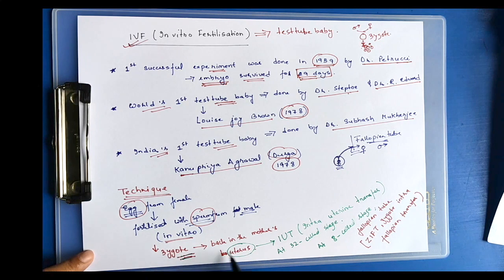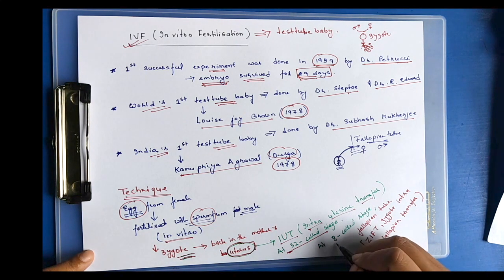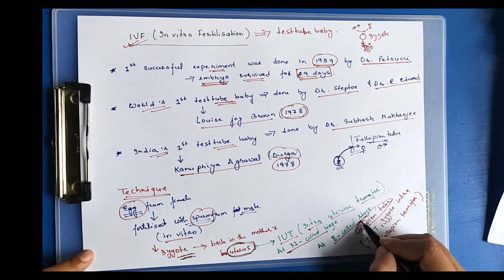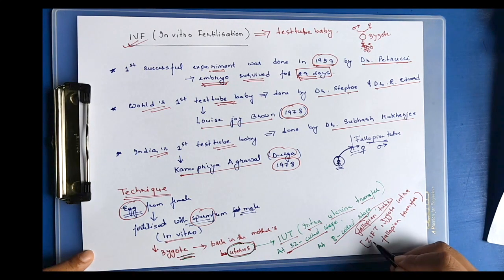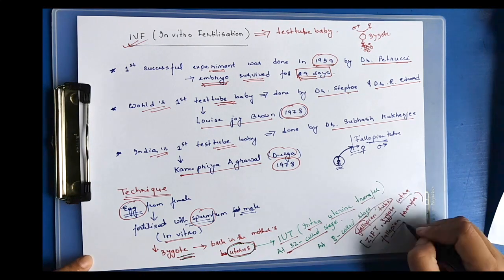If the zygote is at the 32 cell stage, it would be transferred back into the mother's uterus. This whole process is done through IUT, which is intrauterine transfer. And if the zygote is at the 8 cell stage, then it is transferred back in the mother's fallopian tubes through a process known as ZIFT, which is zygote intrafallopian transfer.